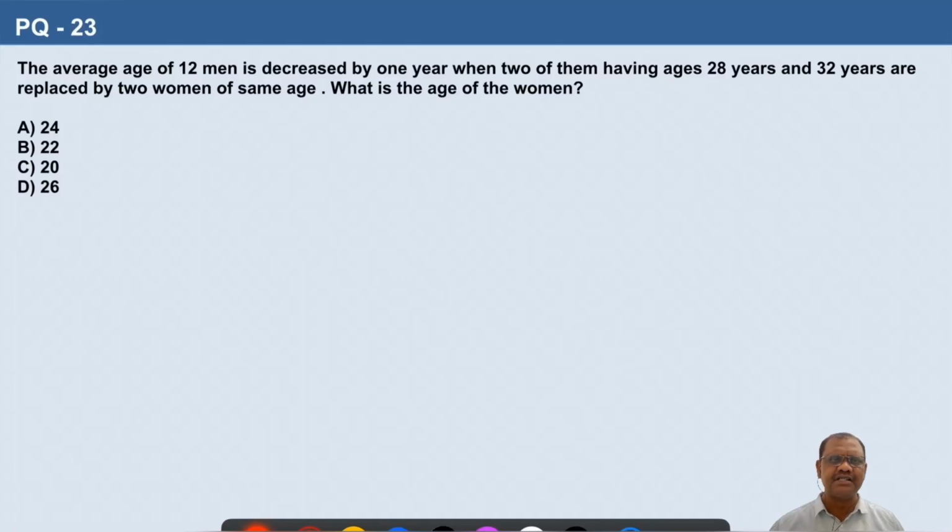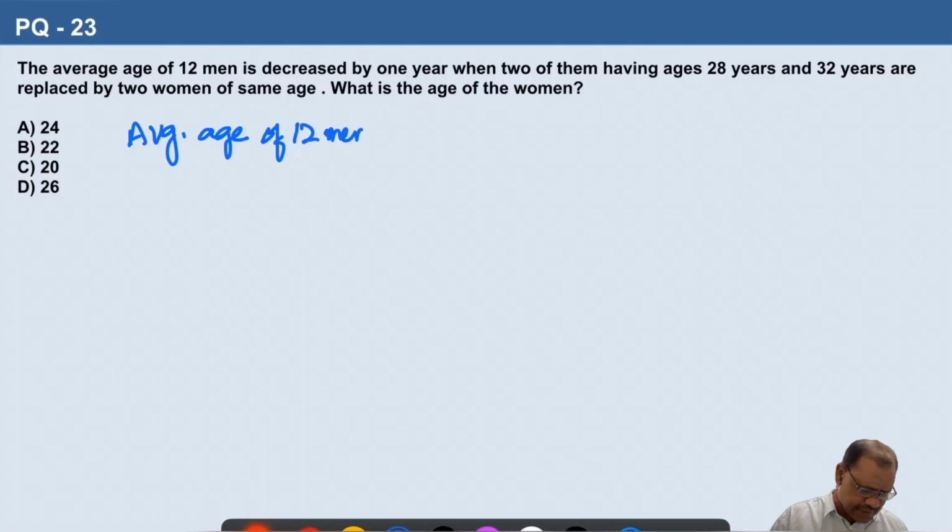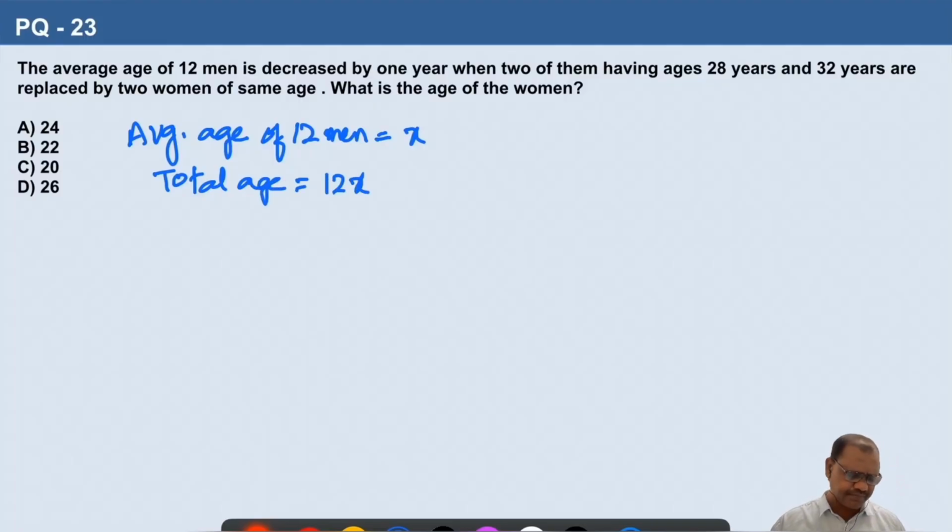So the average age of 12 men, let us assume it as x. So total age is 12x, 12 into x, that is 12x.